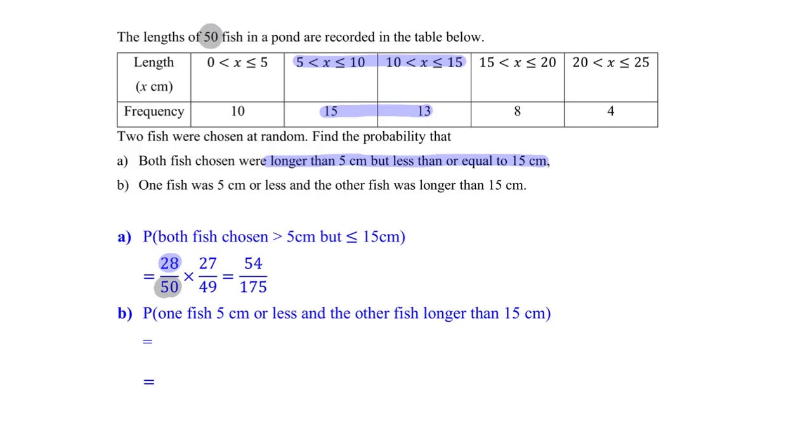And after we took out this first fish, I'm left with 27 fish, and the total number becomes 49. Then of course I just need to multiply them to give me the final answer of 54 over 175. Okay, so this is something to take note. This will be the first fish probability, and this is my second fish.